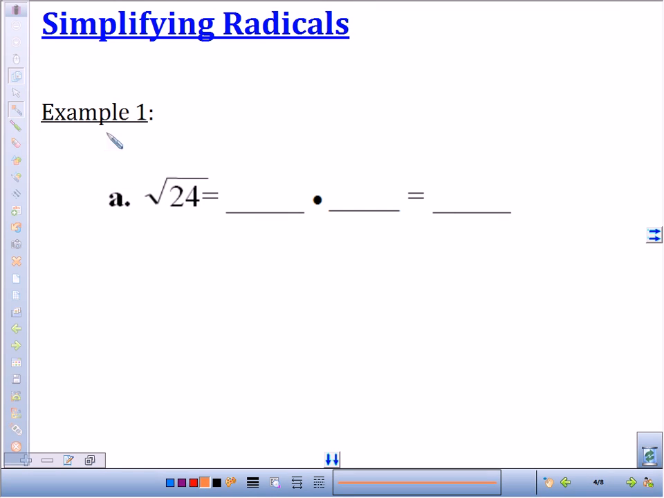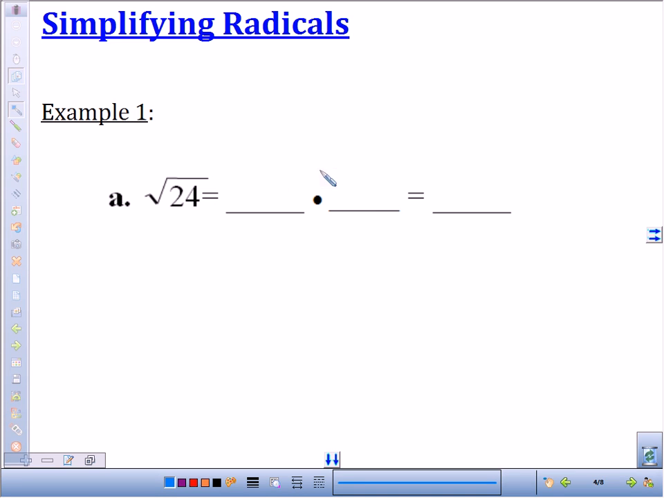Now, a big part of what we're doing, as you might have picked up, is looking at perfect squares. So knowing our perfect squares is going to be very useful for what we're doing here.